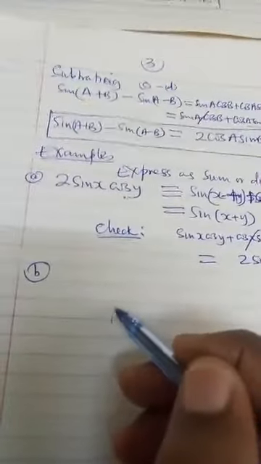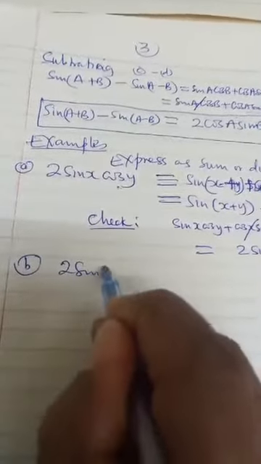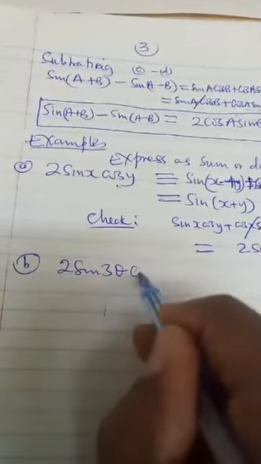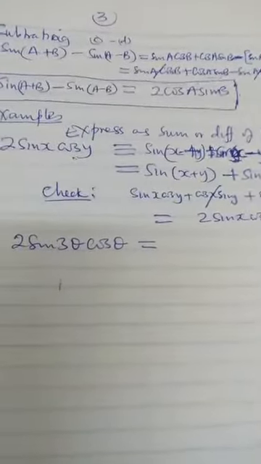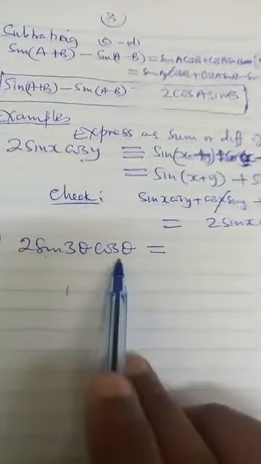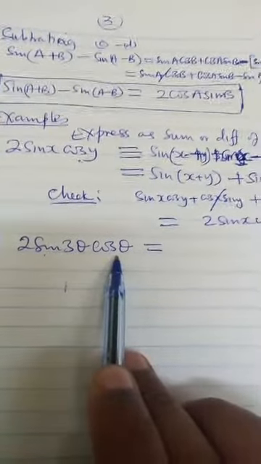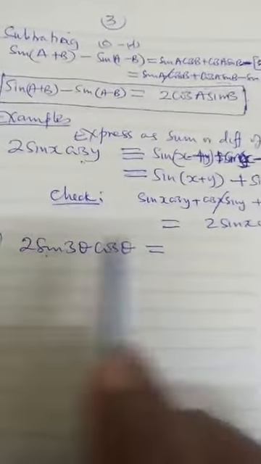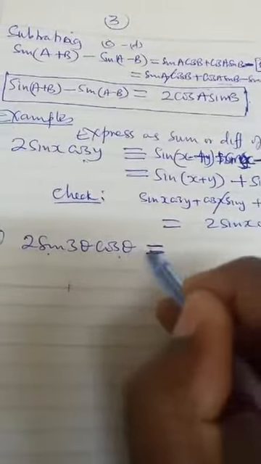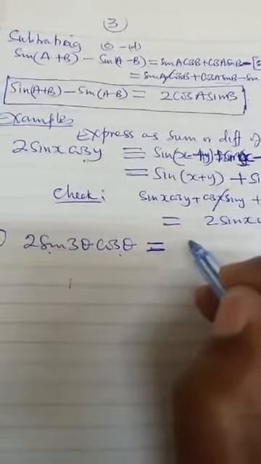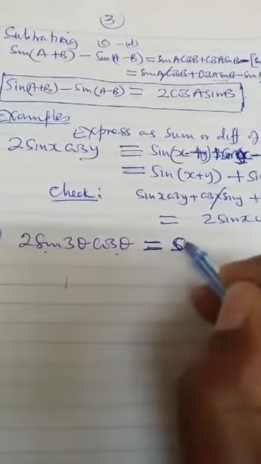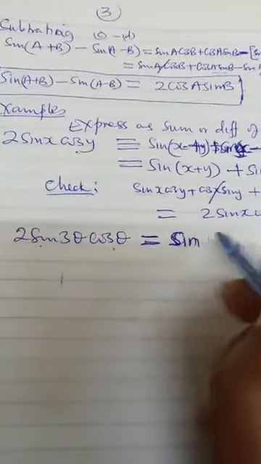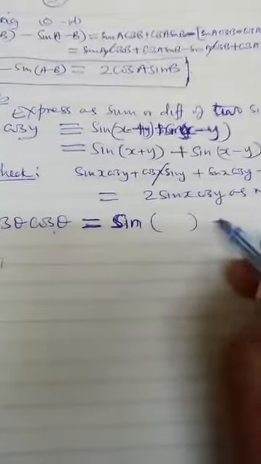The other part they want us to cross-check is they have given you 2 sine of 3 theta cos of theta. They want you to express it as a difference or the sum. If it is sine cos, it is always an addition. If it is cos sine, 2 cos sine, it is a subtraction. But if it is sine cos, it means you are looking at the sine of 2 angles added up together.